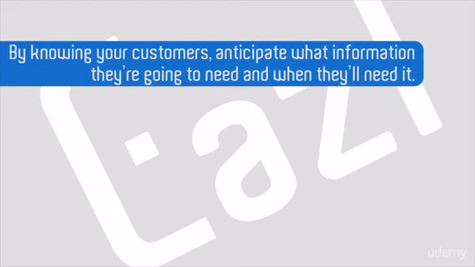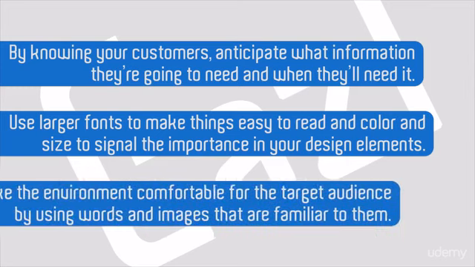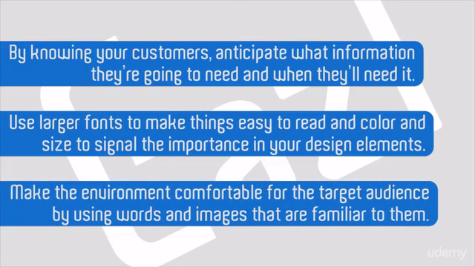So in summary, use customer knowledge to anticipate the information that they're going to want at each stage of their experience. And then make action signals readable by using larger fonts and using color and size to signal importance. Finally, make the experience's actions and messages that you're displaying to them more familiar by using metaphors and images that this audience is already going to be familiar with.